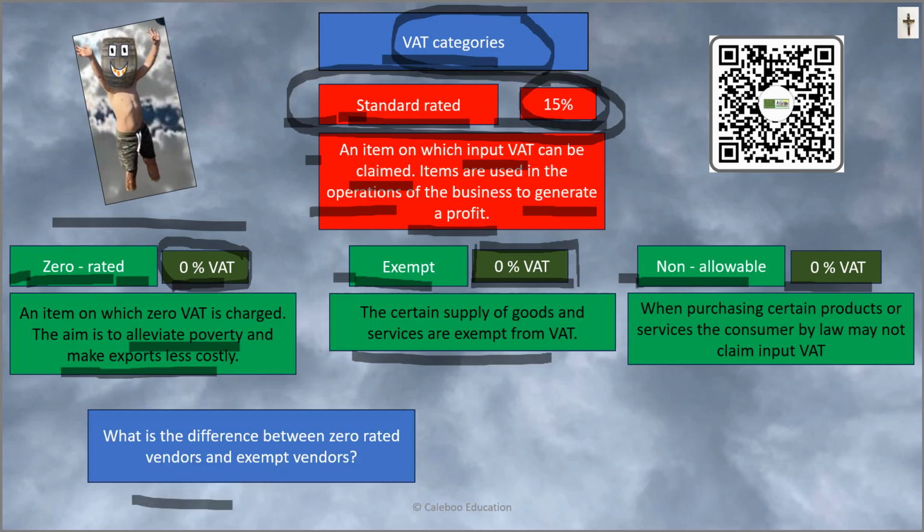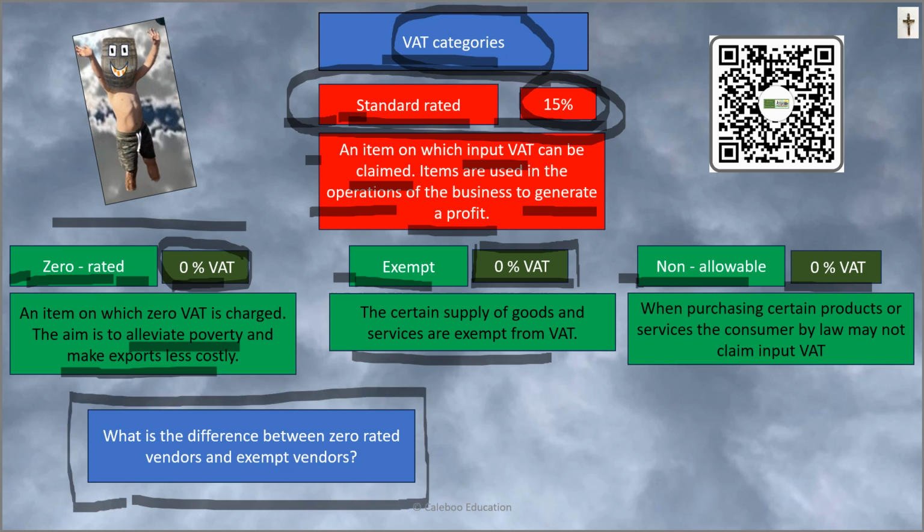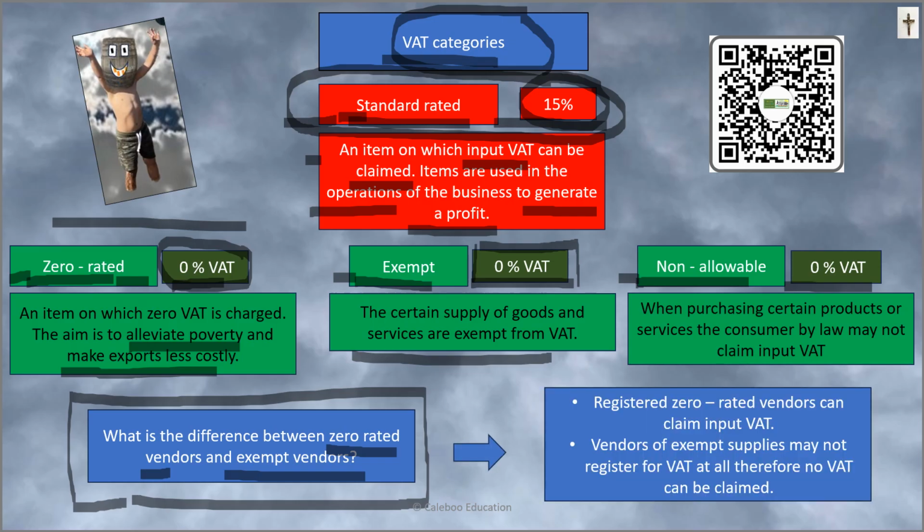What is the difference? Very important, maybe for a short question. What is the difference between zero rated vendors and exempt vendors? We know that for both categories 0% VAT is applied. Let's see what the difference is.